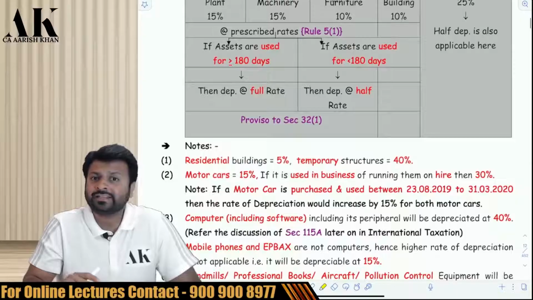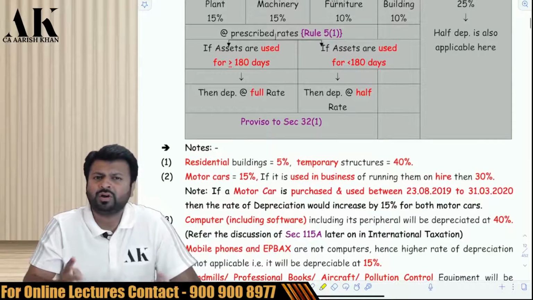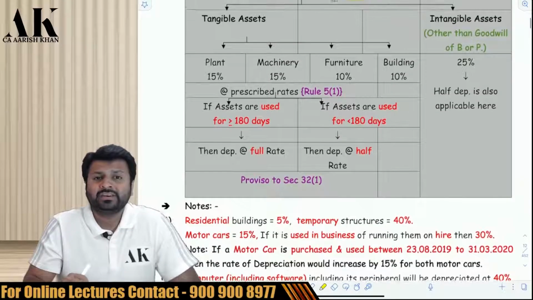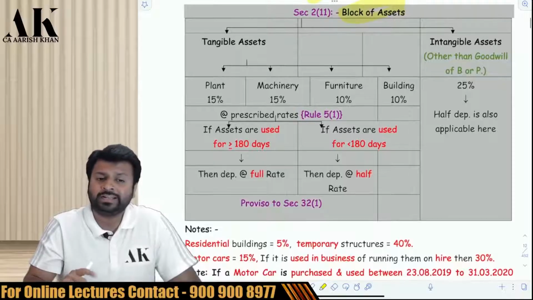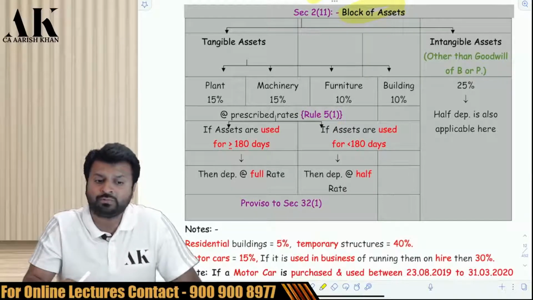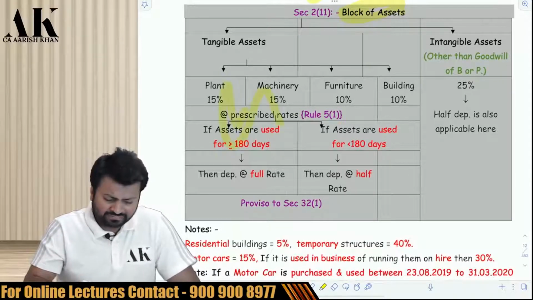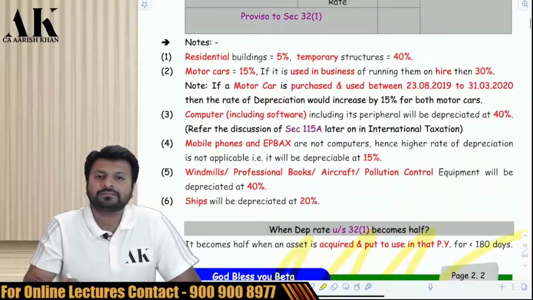So if you acquire, say, on 25th March, and you have not used it in the current year, and in the next year you put it to use for, say, less than 180 days, in the next year you will get full depreciation. Be very careful about it. Now, are these the final rates? No, there are multiple rates.